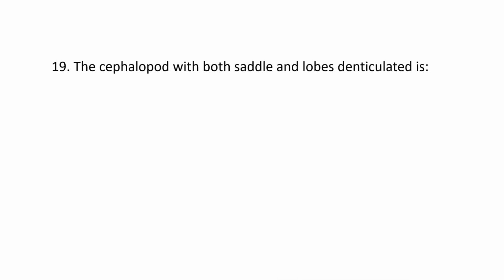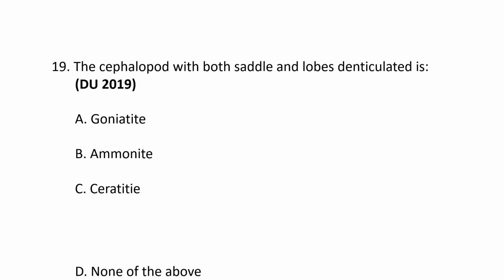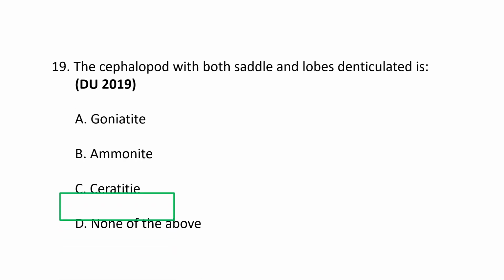Next question. The cephalopod with both the saddle and lobes denticulated is A. Goniatite, B. Ammonite, C. Ceratite, and D. None of the above. The correct option is ammonite. The ammonite is the extinct group of cephalopods with the saddle and lobes in their shell which are denticulate. These structures are part of complex suture lines found on the shells of ancient ammonoids and contribute to their distinct appearances.